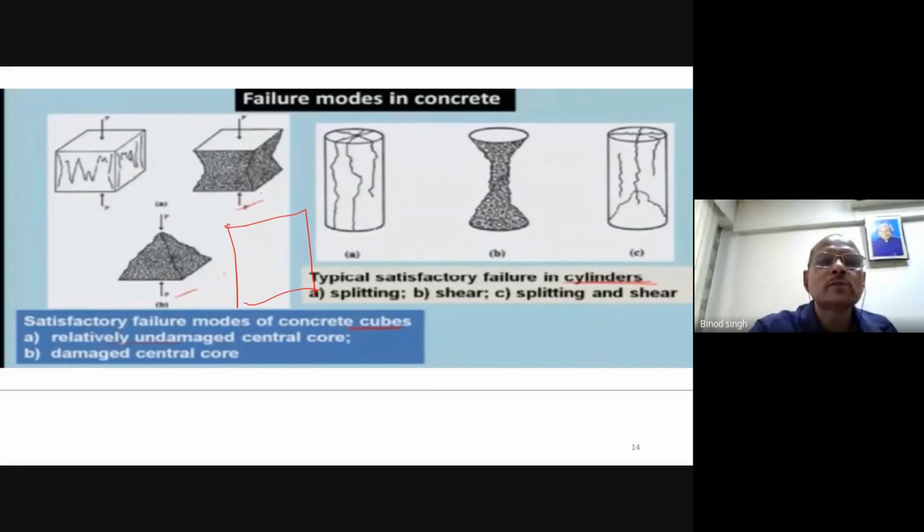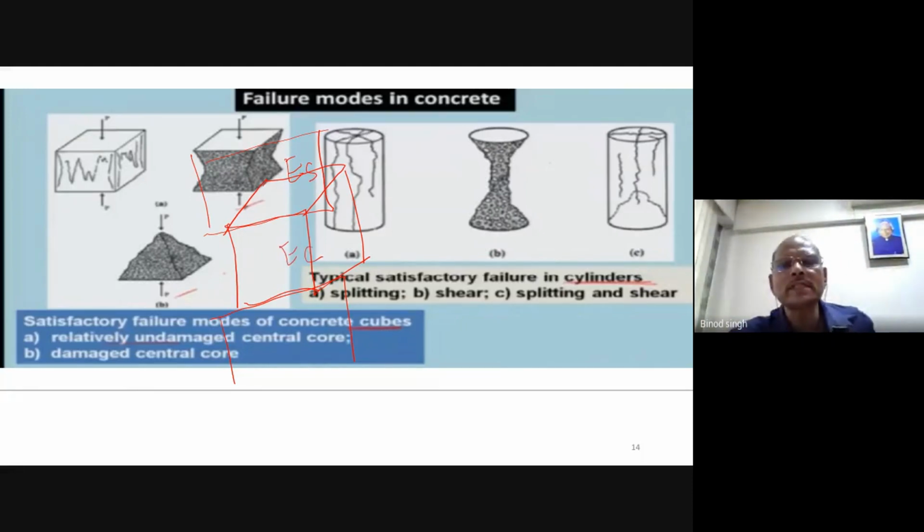Suppose you have a cube here. In this cube you have a platen, because this is fixed under the machine, top and bottom. So this has a certain Young's modulus. This has the Young's modulus of steel, and this is the Young's modulus of concrete. So there is a composite action between steel and concrete. Due to this composite action, there is a friction between this platen, the cube, and the machine heads.